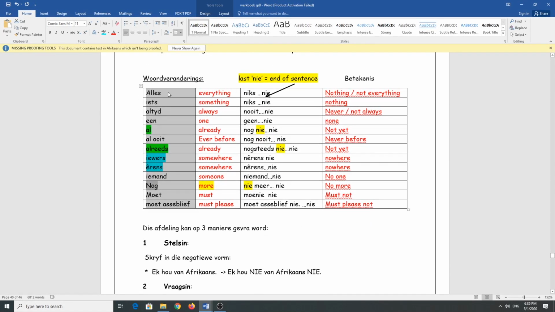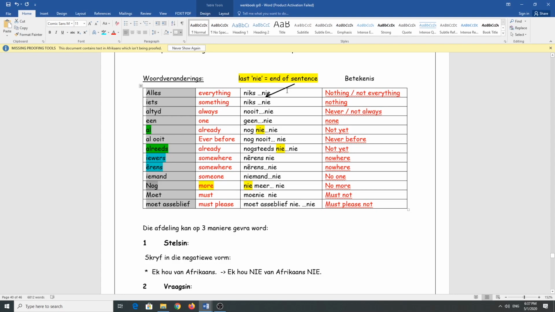So let's look at this. These are called woordveranderinge. That is, we get certain words in sentences that in the ontkenning must change. And you do the same in English. Like, someone will become no one, always will become never in the negative. So here you get a list of these type of words that's applicable to grade 8. So I'm going to quickly go through them.